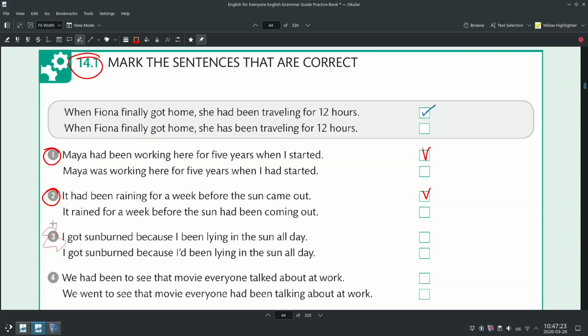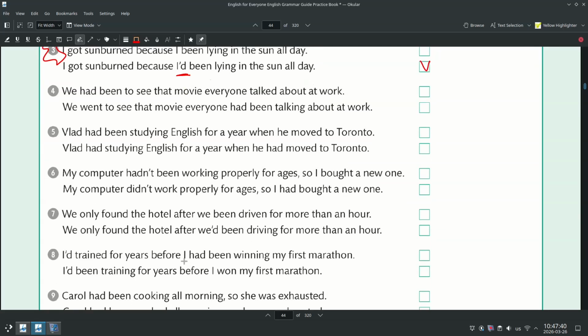Number 3. I got sunburned because I've been lying in the sun all day. Or, I got sunburned because I'd been lying in the sun all day. Number 2, I'd been. Number 4. We had been to see that movie everyone talked about at work. Or, we went to see that movie everyone had been talking about at work. Number 2 is correct.